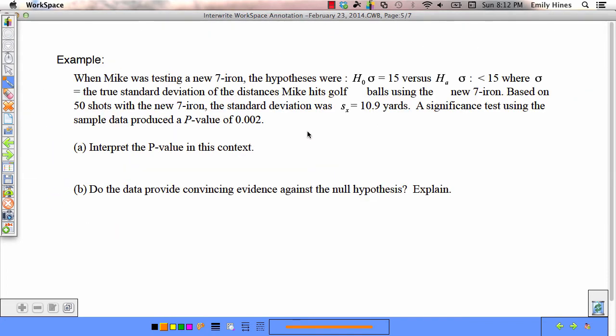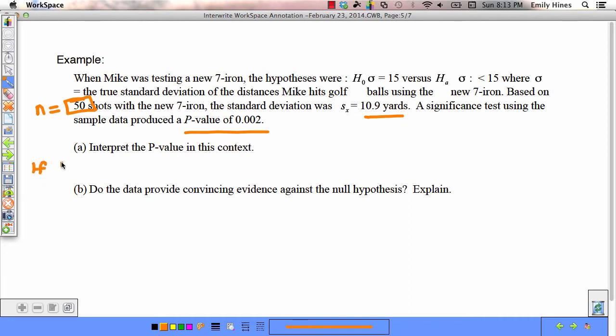So here we have Mike. Mike's testing a new 7-iron, and we have his hypotheses here. Based on 50 shots with this new 7-iron, so they're telling us n right here is 50. Here's his new standard deviation. So a significance test using the sample data produced a p-value of this. So what does that p-value mean?